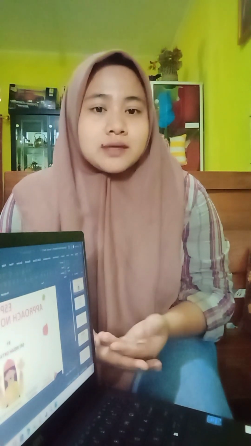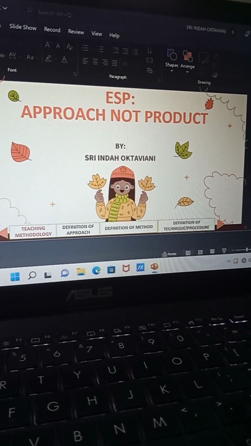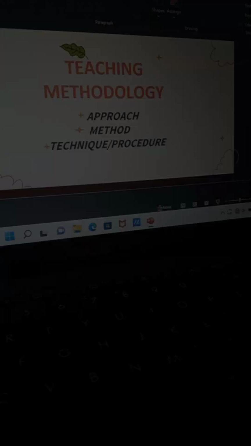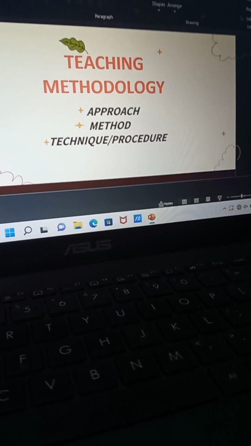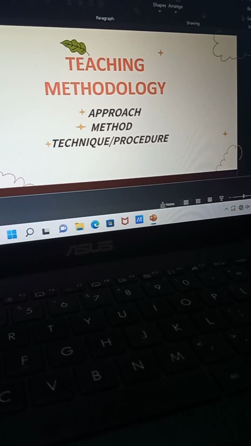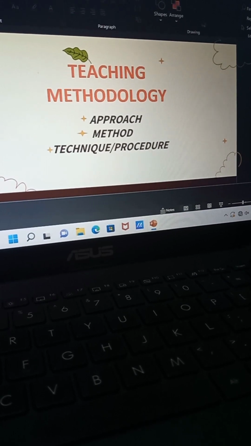Let me introduce myself. My name is Rindo Tapiani from class 2B. And here I will present about approach, not product. In teaching methodology, there is the definition of approach, the definition of method, and the definition of technique or procedure.